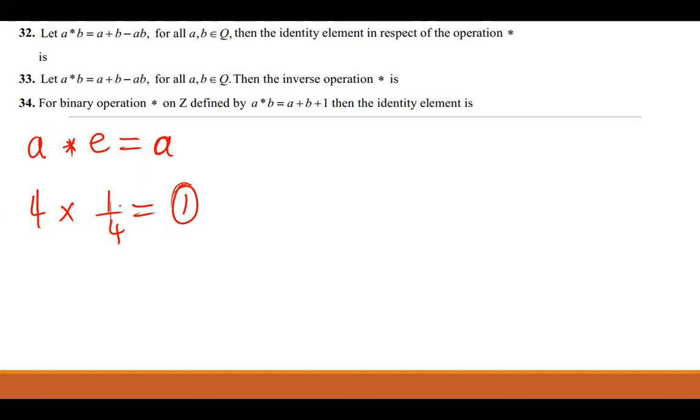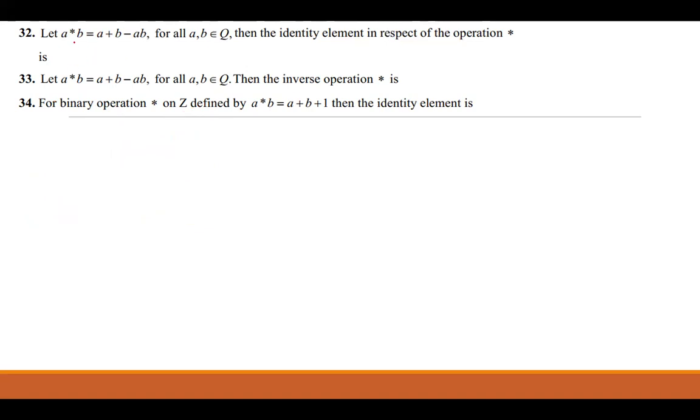All right. So what am I trying to say? If you don't have the identity element, it means that you can't proceed to find the inverse. So the first step to finding the inverse of any binary operation is first to find its identity element. Okay, let's try to look at these examples.